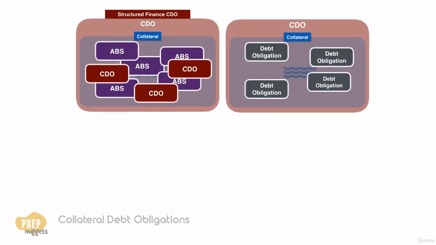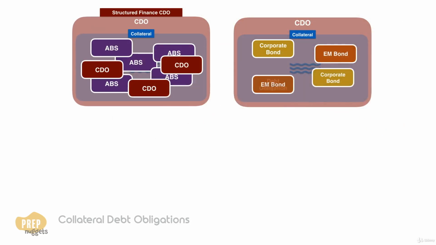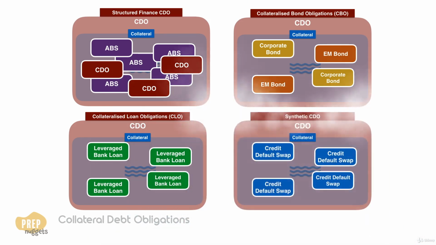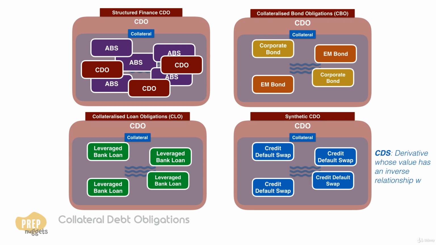When the pool is made up of corporate and emerging market bonds, they're known as collateral bond obligations. CDOs backed by leveraged bank loans are collateralized loan obligations. And CDOs backed by a portfolio of credit default swaps for other structured securities are synthetic CDOs. Credit default swaps are derivatives whose value is inversely related to the credit quality of their underlying securities. Do refer to the course on derivatives to revise if needed.